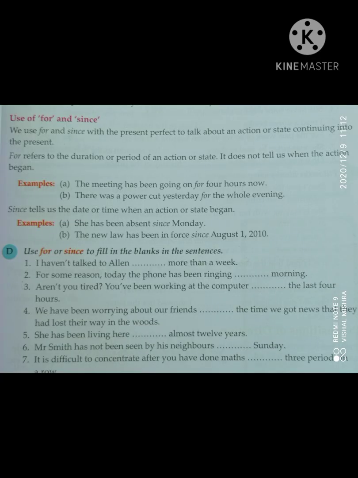Using since and for in sentences is also part of preposition of time. So let's know about them briefly. Use of for and since. We use for and since with the present perfect to talk about an action or state continuing into the present. For refers to the duration or period of an action or state. It does not tell when the action began. For example, the meeting has been going on for 4 hours now.